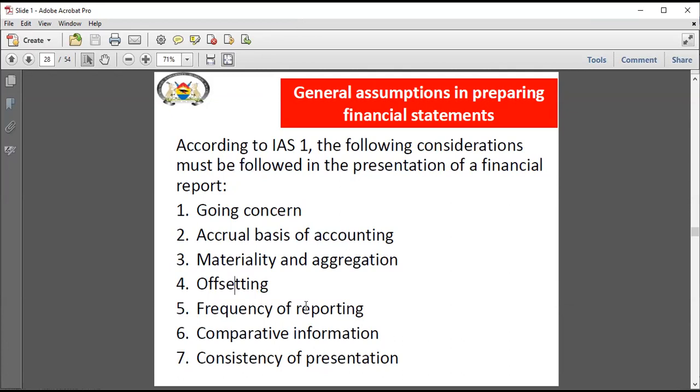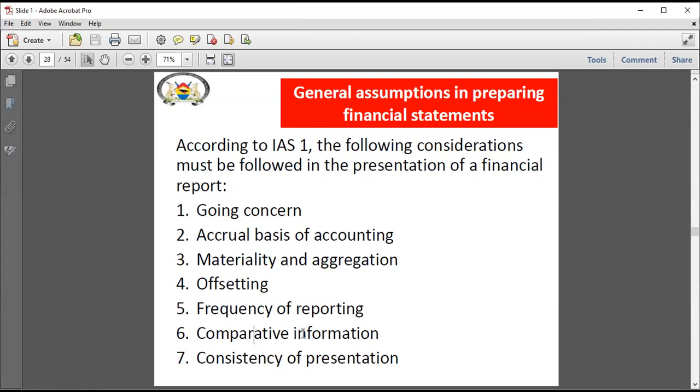And then frequency of reporting. You may be reporting biannually, annually, monthly or quarterly, and so on. Then comparative information. You should be able to compare yourself against previous periods. If you have financial statements of 2019, the way they are drawn, we should be able to compare our performance of 2019 with that of 2020. You get it? So the comparative information should be very clear here.